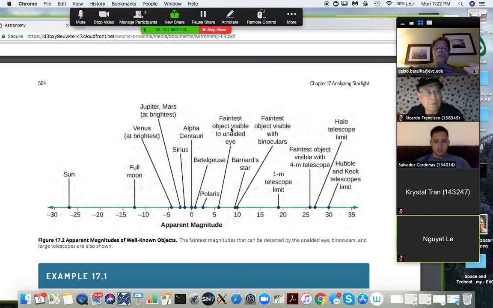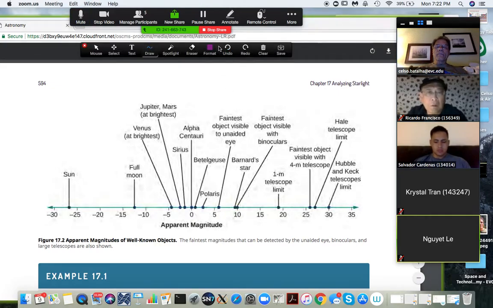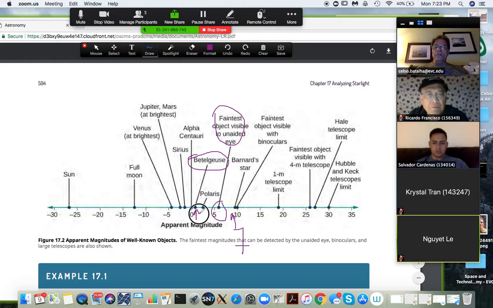Now, the limit to what we can see is right here. The limit to what we can see is the number 6. Stars fainter than magnitude 6, for instance a star that's magnitude 7, we can't see. We need a telescope or binoculars, we need something. Betelgeuse is a supergiant. Betelgeuse we can see, and it's extremely bright. We can see it in the sky in this constellation.